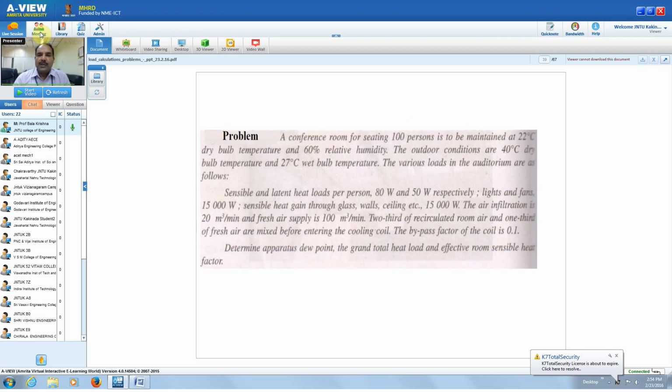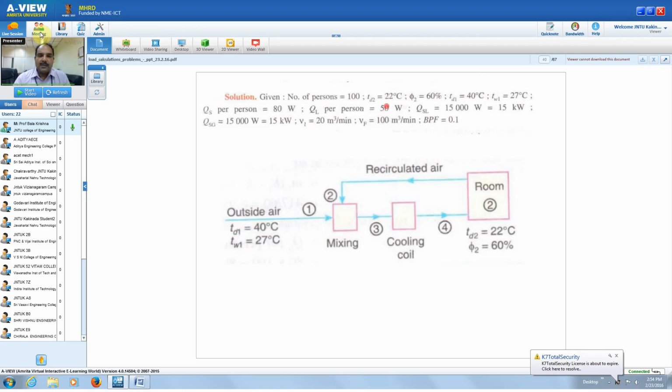And I think you know the chart, and this is the given data. The number of persons is 100, and the wet bulb temperature is 20 degrees centigrade. Then the relative humidity is 60%. This is the given data, and this is the diagram. Actually, this is the outside air at 40, the fresh air, and this is the recirculated air.